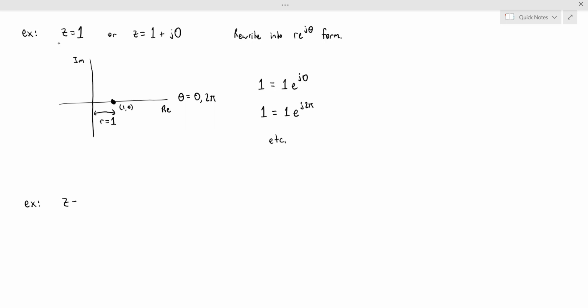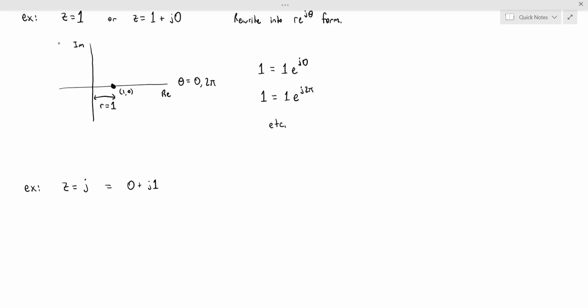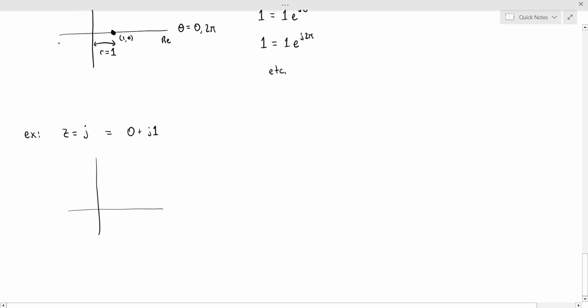Let's look at z equals j next. So let's emphasize that it's a complex number by writing it as 0 plus j times 1. So this is going to be on the imaginary axis. And as the point 0, 1, we know that the distance from the point to the origin is 1. And for a point on the positive y-axis, that would correspond to an angle of pi over 2, or 90 degrees.